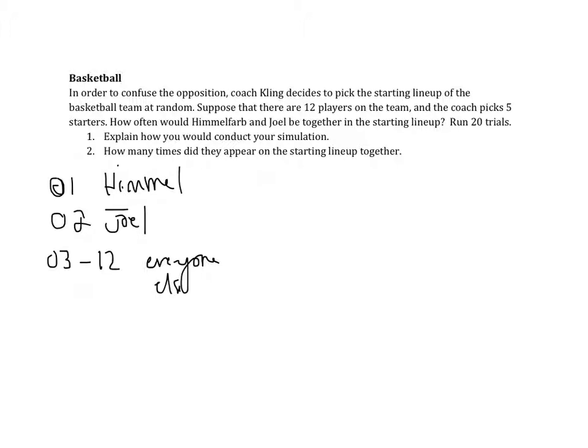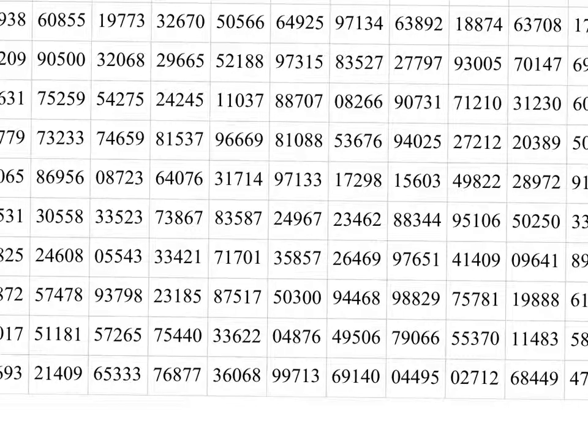Now, again, this is an easier one done with a calculator because you don't have to worry about all the other numbers. So anything 13 through 99 or 00, ignore. And we're looking at how often 1 and 2 appear on the lineup. So ignore, ignore, ignore.